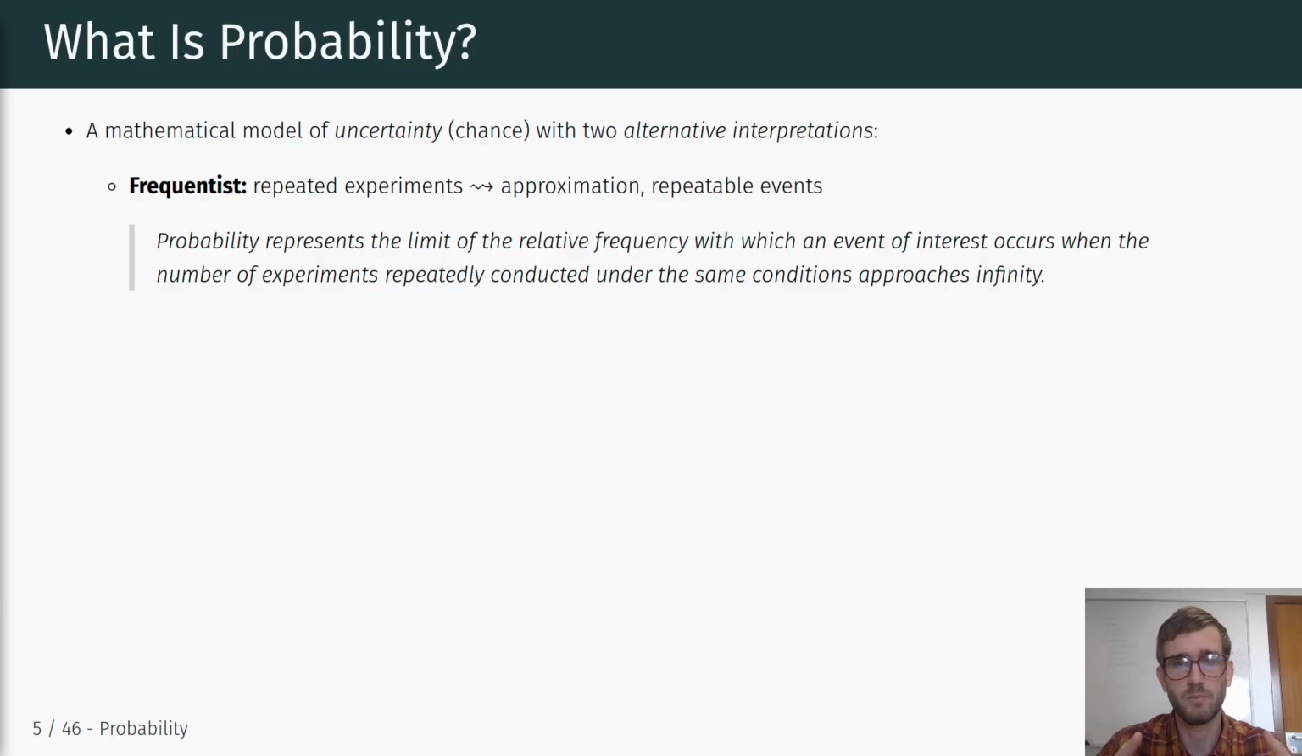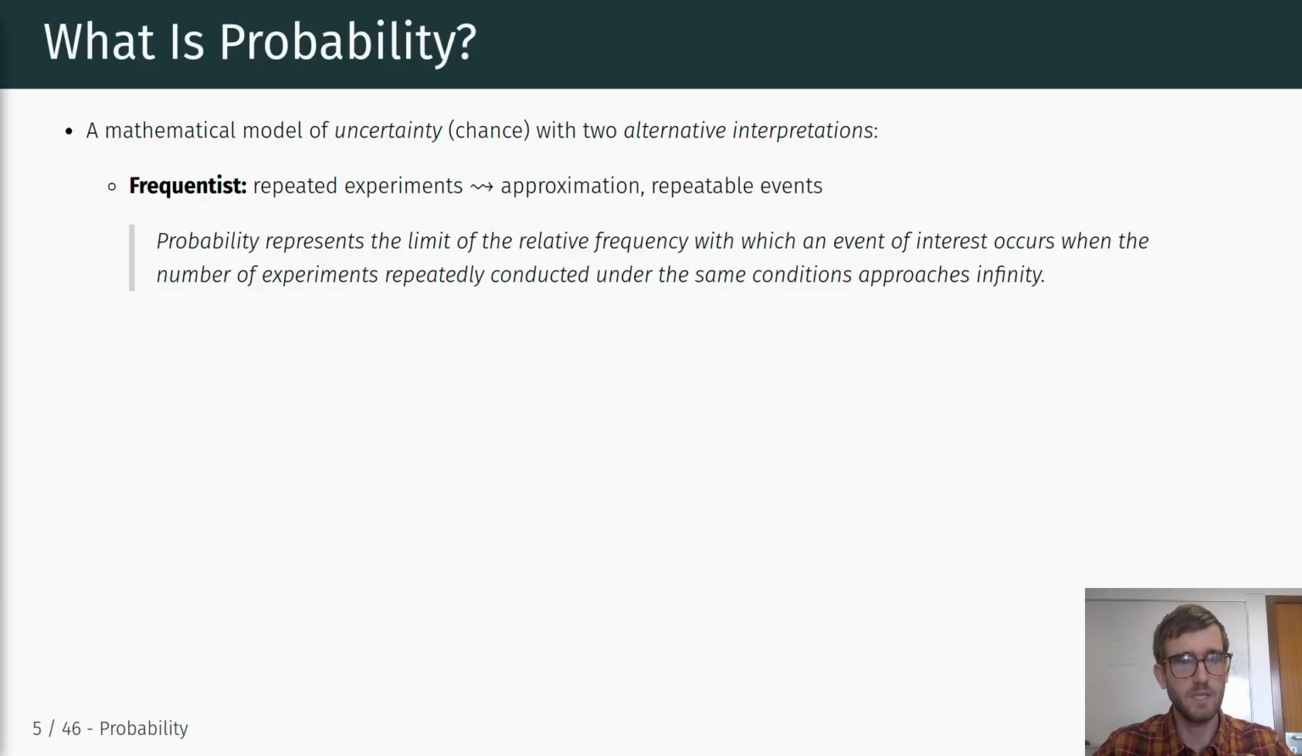So, for example, if we flip a coin, we could flip it once and record whether it is heads or tails. We could flip it 100 times and then compute the proportion of heads versus tails. And if we increase the number of times we flip that coin to infinity, the relative proportion of heads versus tails is then the frequentist probability of observing heads versus tails, right?